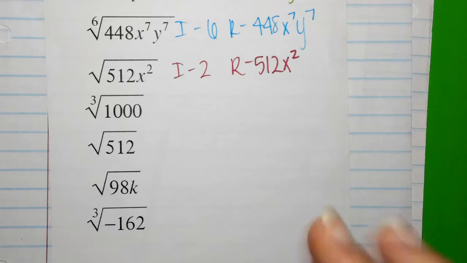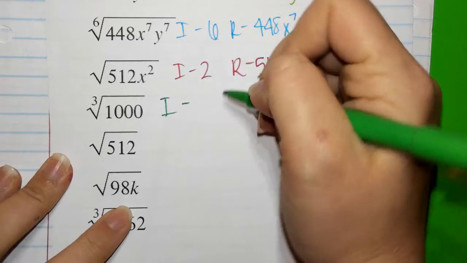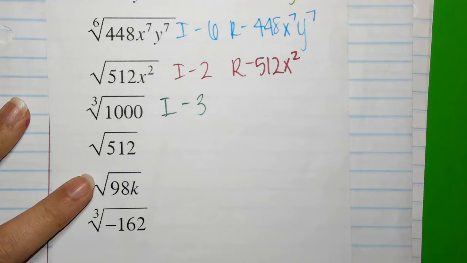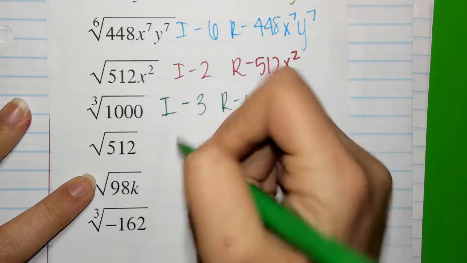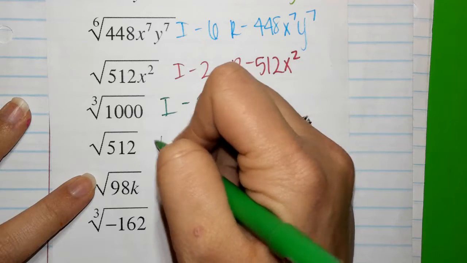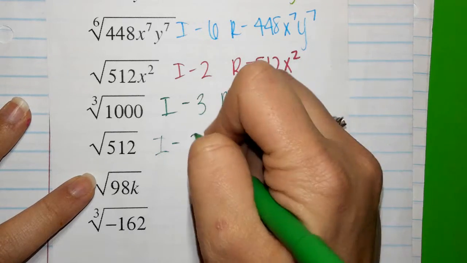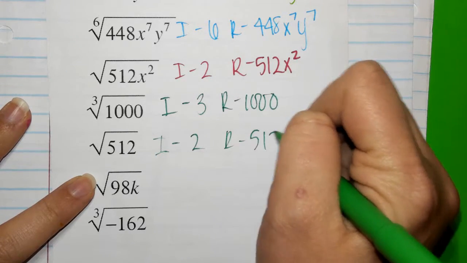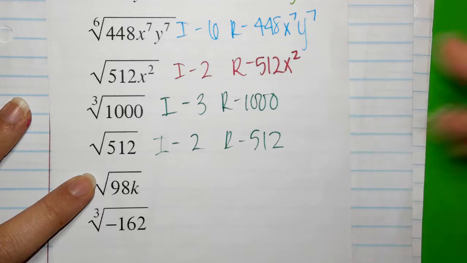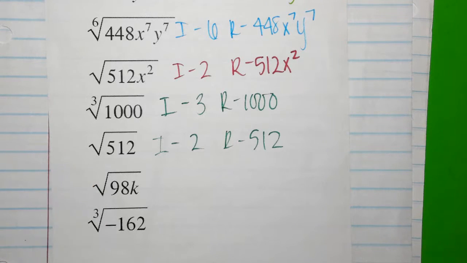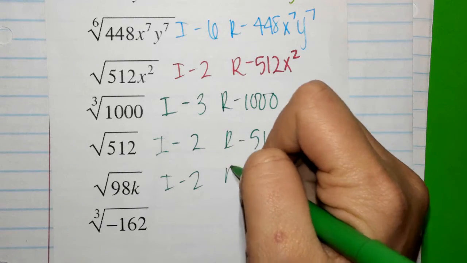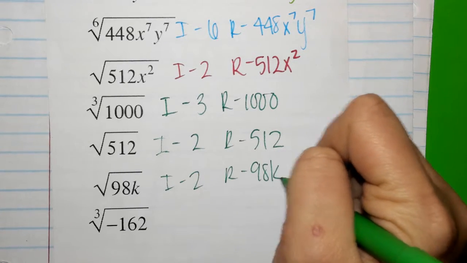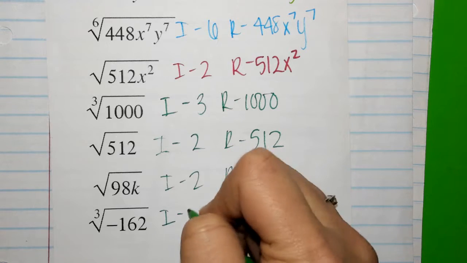Alright, so what's the index on the next one? Take a point. Alright, what's the radicand? Awesome. That's a point for us. No. What's the index of this one? Radicand? Alright, what's the index on this guy? Radicand? 98. Three. Three.